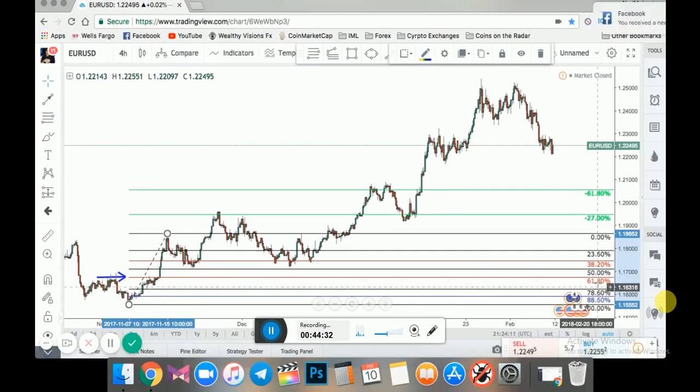Now the main ones to look at are the 38.2, the 50%, the 61.8, and the 78.6 levels. These are the main ones that usually get hit. The 61.8 is the golden ratio, though.